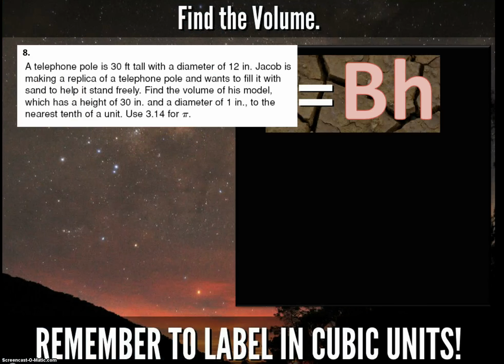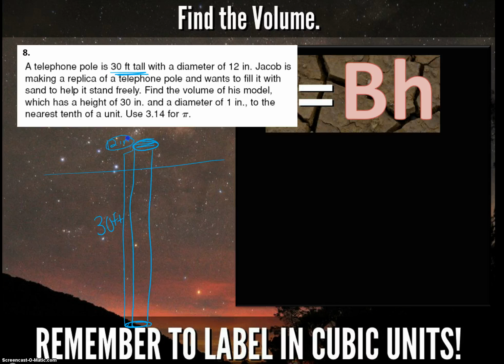This last problem is a telephone pole, pretty sky, isn't it? It's 30 feet tall. So you always want to draw yourself a picture. So this is a telephone pole, it is a cylinder. It's not perfect. Let's just say it's going down here. Pretend that there's wires going across the sky. It is 30 feet tall, and it has a diameter all the way across of 12 inches.